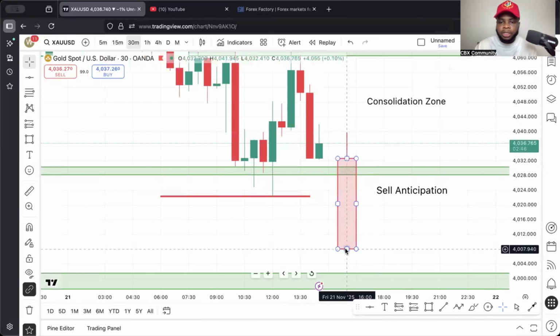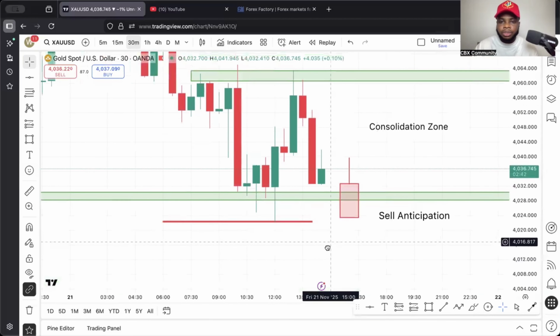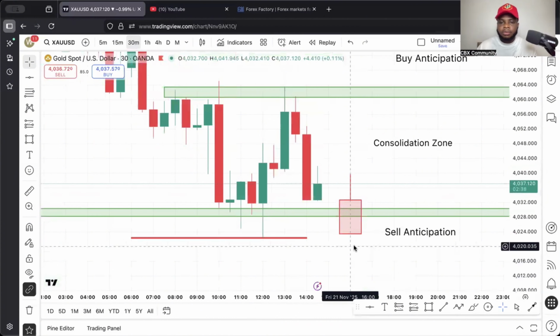So let's just be patient until we are able to identify a structure before we can decide to take a position. Candle is left with 2 minutes. We are approaching pre-New York section.